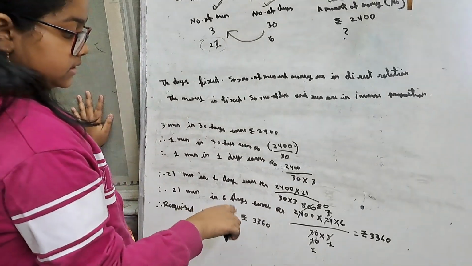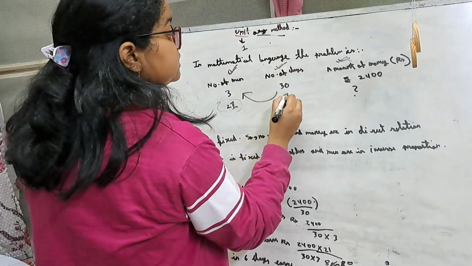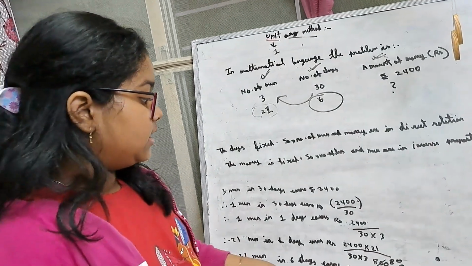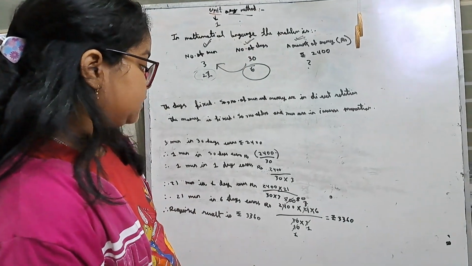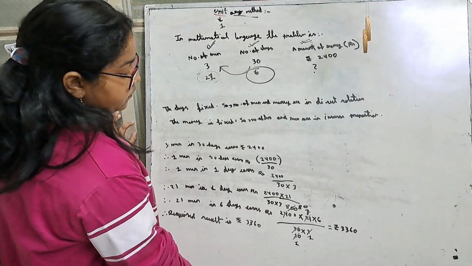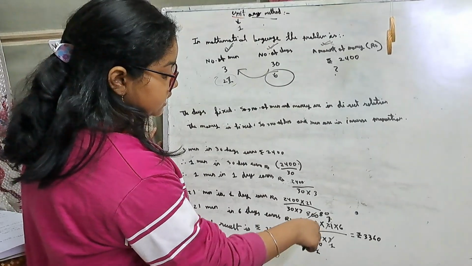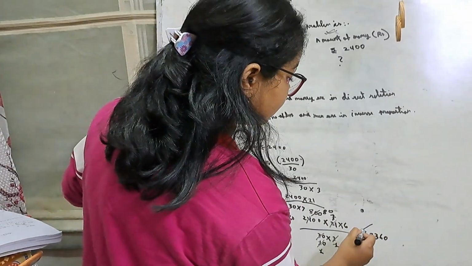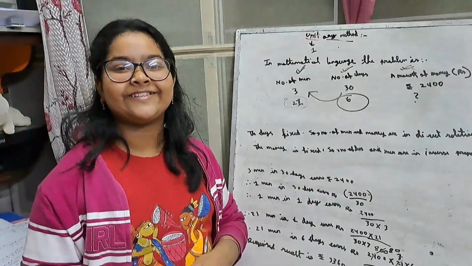Therefore 21 men in 6 days earn rupees 2,400 into 21 into 6, because this is what we have to find, so we will not write it in the denominator. So cross-cancel. I did it in the lowest form, you can do it on your own. 3 10s are 30, 3 7s are 21. So the result will be rupees 3,360. Therefore the required result is 3,360.